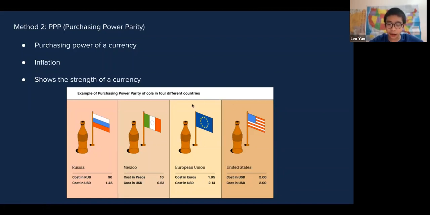If you can see, the European Union currently has the lowest inflation, at least in this scenario, in this graph, because they have the highest purchasing power because they're able to purchase with the least amount of money. The United States second, and so on.